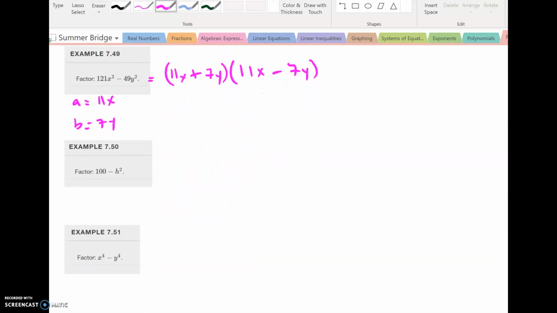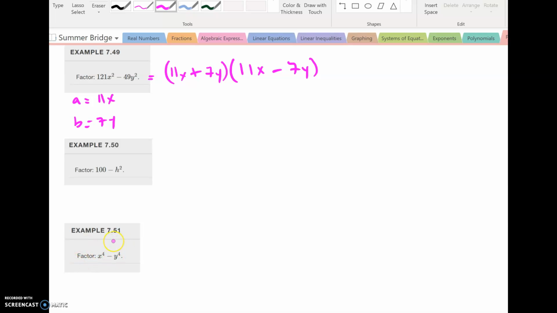Okay, now for this next one, I'm not going to do the last one. Actually, we should do them. Never mind. I changed my mind. So a here is 10. B here is h. So we factor it. It should be 10 plus h, 10 minus h. Doesn't matter where the variable is, in the first term or in the second term, as long as we have it there.